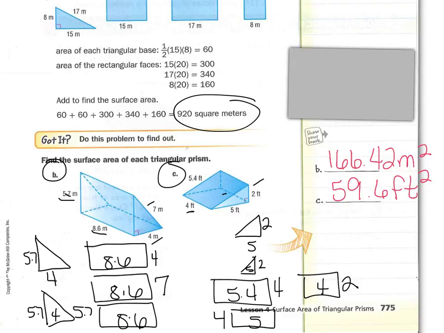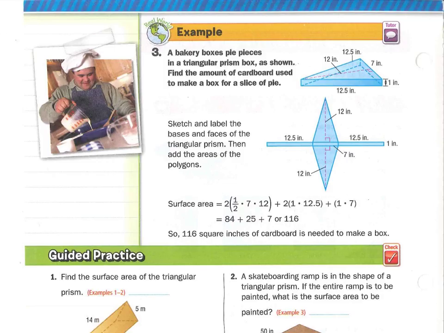Thanks, Bunny. All right, guys, doing great. Let's go to your last page. Time to look at a real-world example. A bakery boxes pie pieces in a triangular prism box as shown. Find the amount of cardboard used to make a box for a slice of pie. This is what the box looks like. Sketch and label the bases and faces of the triangular prism. Then add the areas of the polygons.